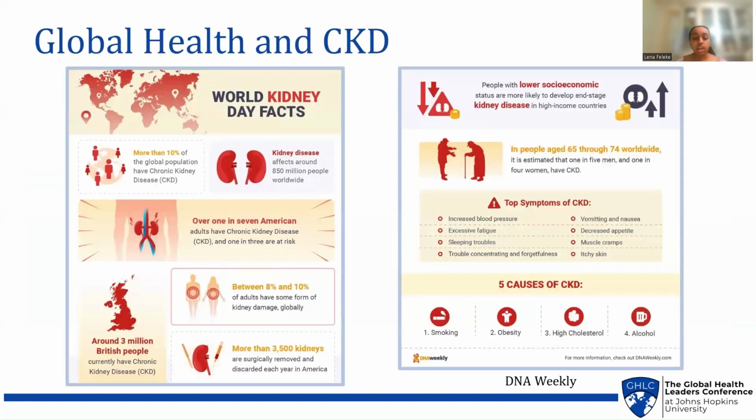So as mentioned before, chronic kidney disease is a major global health concern, and this infographic highlights some various statistics and pieces of information that characterize chronic kidney disease and show its presence as a concern in both developing and developed countries. So overall, more than 10% of the global population have chronic kidney disease, and additionally with that, kidney disease affects around 850 million people worldwide. And in terms of health disparities, people of lower socioeconomic status are more likely to develop end-stage kidney disease, even in high-income countries. And this infographic also lists some of the top symptoms of chronic kidney disease and also some of the causes of chronic kidney disease.